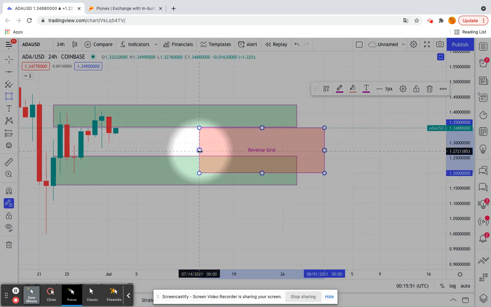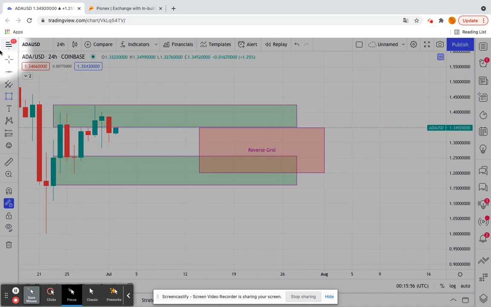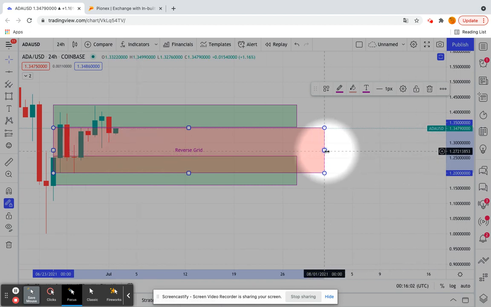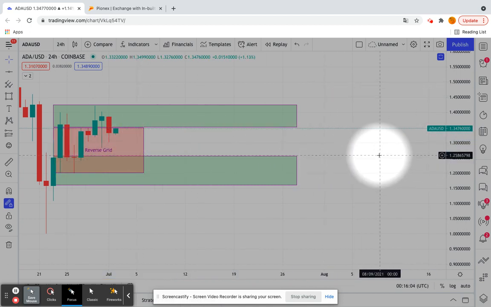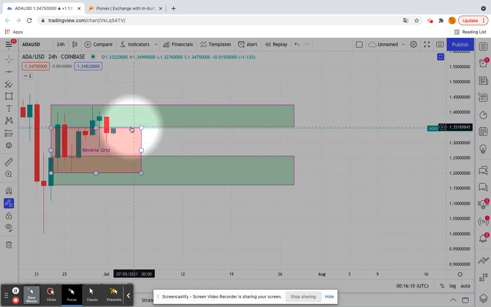Okay, so I'm going to take this all the way over, to right there. So that is my reverse grid. It's starting at 1.35, and it is going to buy and sell all the way down to 1.30.